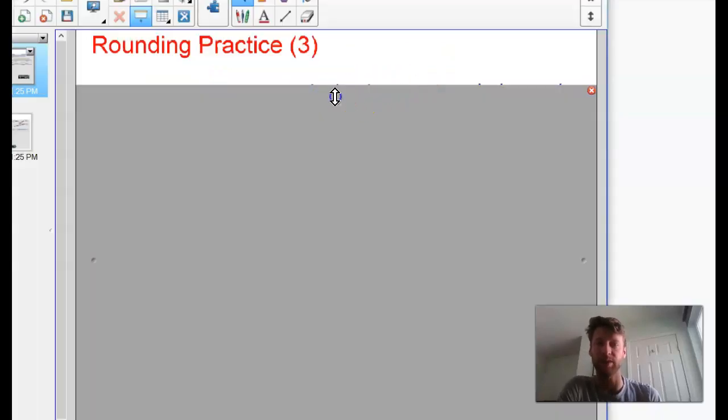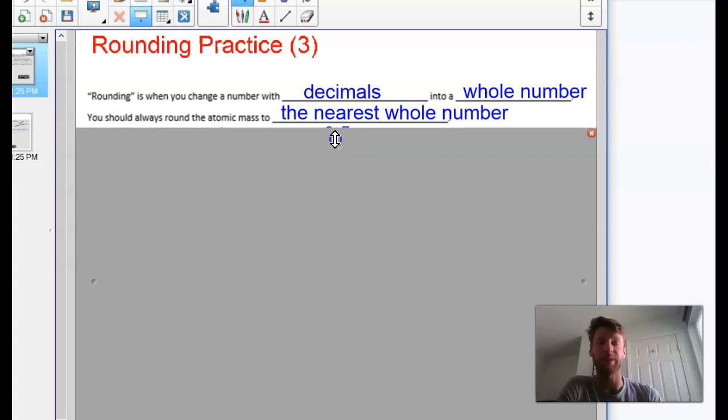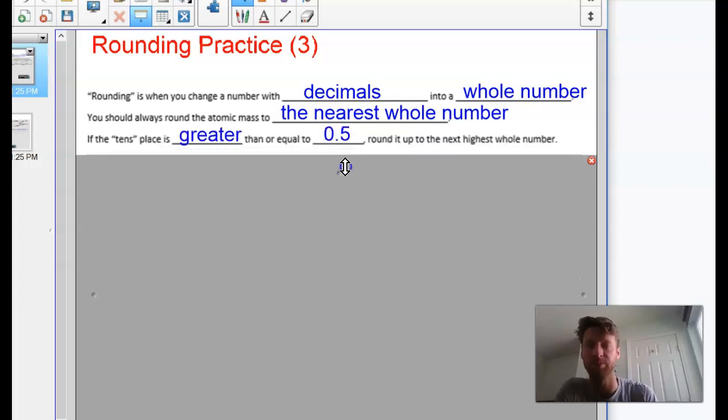All right, so rounding is when you change a number with decimals into a whole number. We're always going to be rounding to the nearest whole number. Although sometimes in other classes you'll be asked to round to the tens place or the hundredths place, we're always going to round to the nearest whole number. So if the tens place, the one right after the decimal, is greater than or equal to 0.5, you're going to round it up to the next highest whole number. If it's less than 0.5, you're going to round down. Okay, summarize that in your own words.